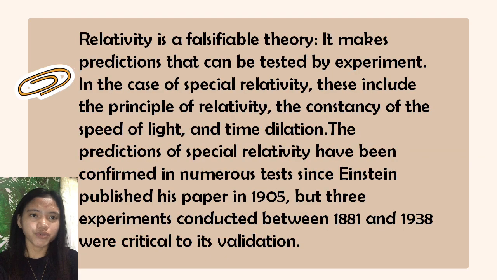There are issues that arise saying that relativity is a falsifiable theory. It makes predictions that can be tested by experiment. In the case of special relativity, this includes the principle of relativity, the constancy of the speed of light, and time dilation. The predictions of special relativity have been confirmed in numerous tests since Einstein published his paper in 1905, but three experiments conducted between 1881 and 1938 were critical to its validation.